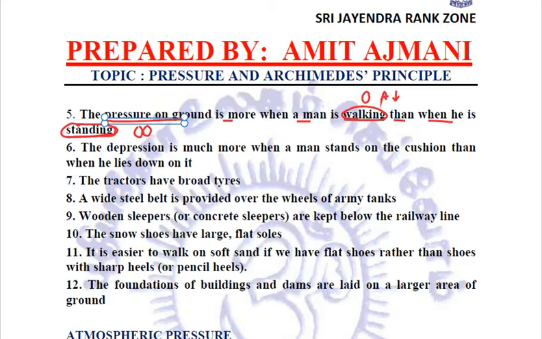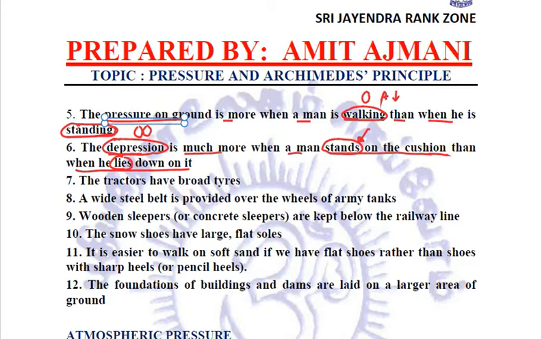Exactly the same explanation can be given in the next observation, that the depression is much more when a man stands on the cushion than when he lies down on it. Now, when he is lying down and when he is standing, the only difference is the area of contact. The area of contact while standing will be less as compared to the area of contact while he is lying down. That is why less area will exert more pressure, and that more pressure is going to cause more depression in the cushion.